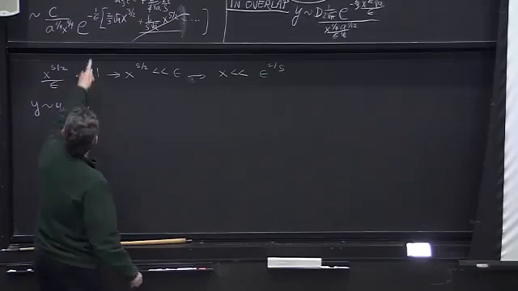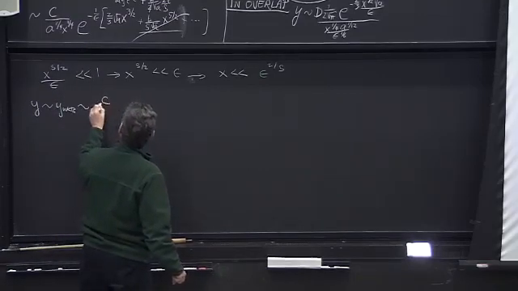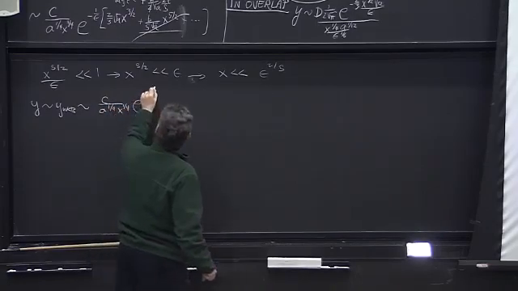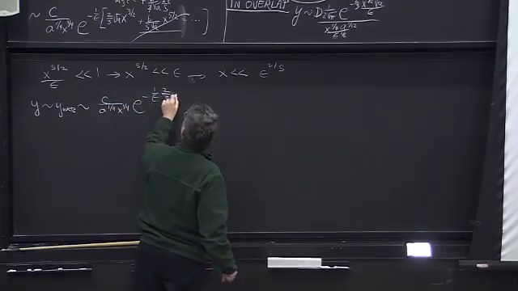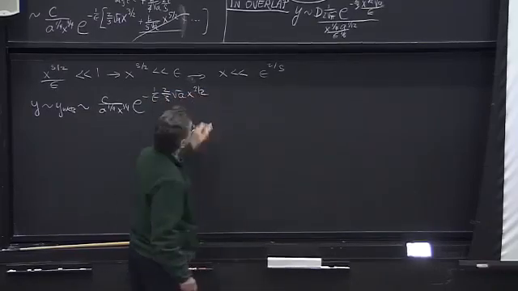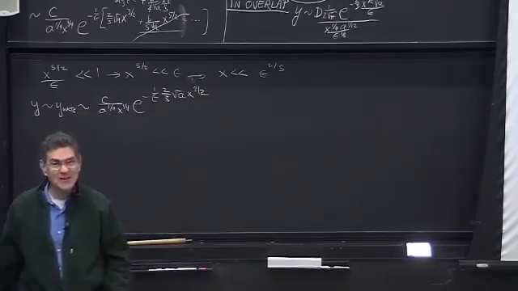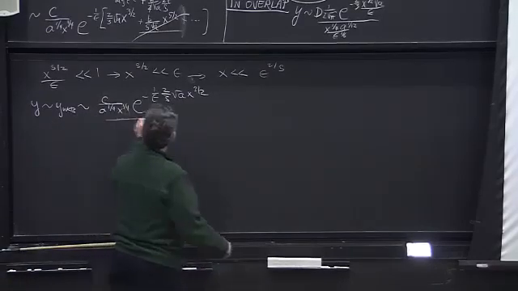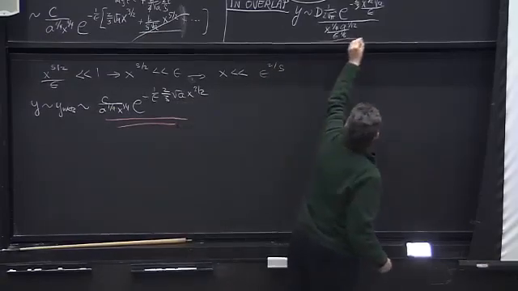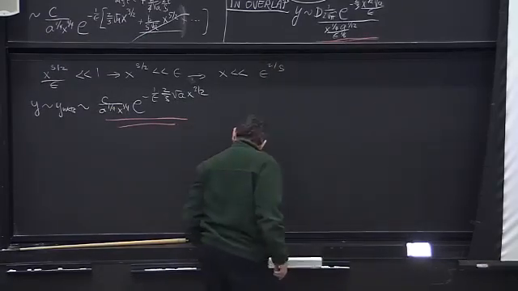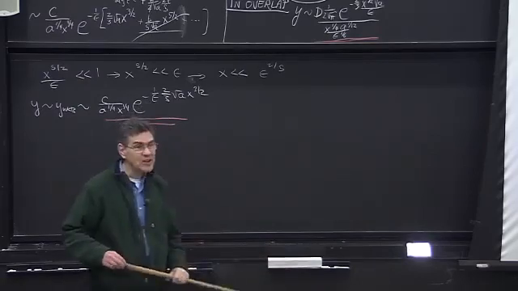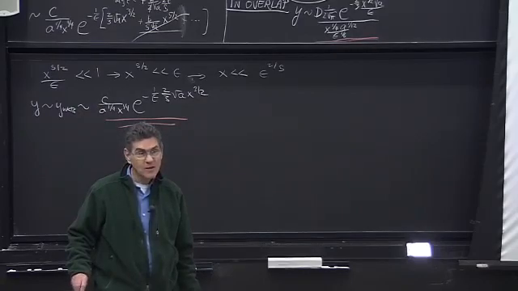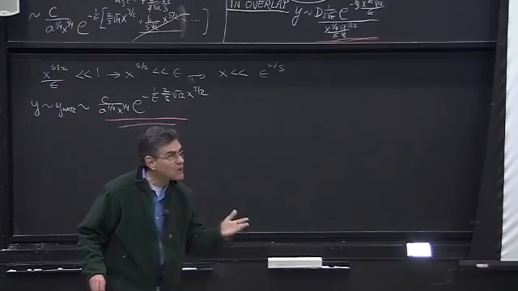And the formula reads now c over a to the 1/4 x to the 1/4 e to the minus 1 over epsilon times 2/3 square root of a x to the 3/2. Now, we look at this result over here, and we look at this result over here. I want you to see that it is exactly the same function. So in the overlap region, there is only one function.